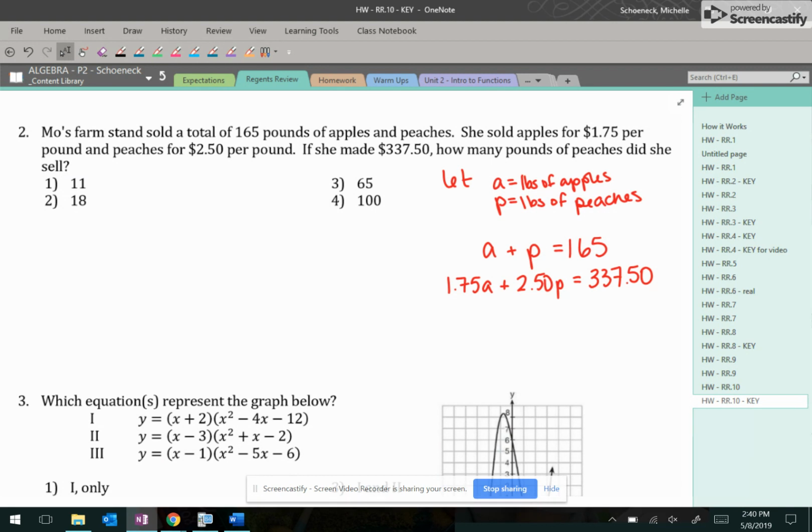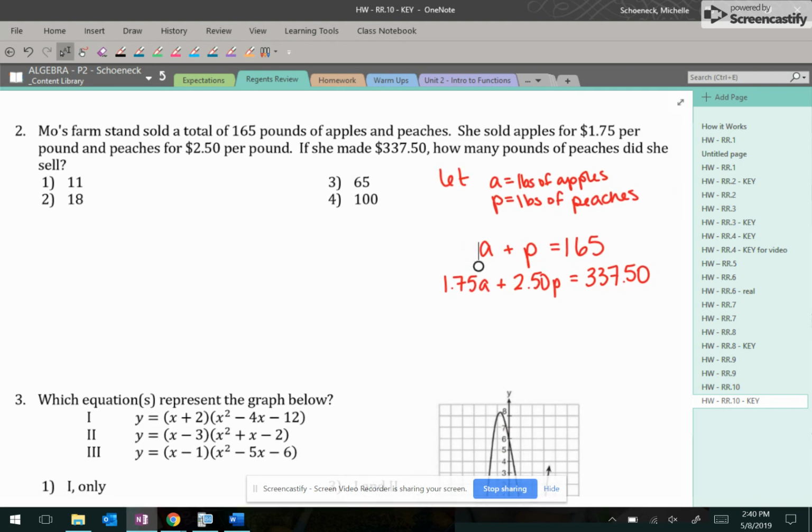Number 2, a farm stand sold a total of 165 pounds of apples and peaches. We've actually done this problem in our notes before, but we're going to let A be the pounds of apples and P be the pounds of peaches. The total number of apples and peaches is 165, so that's where we get A plus P equals 165. And $1.75 for each pound of apples plus $2.50 per pound of peaches is a total of $337.50.